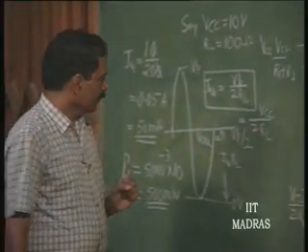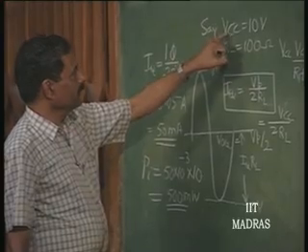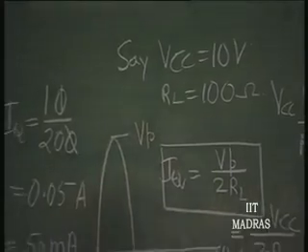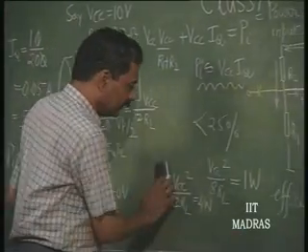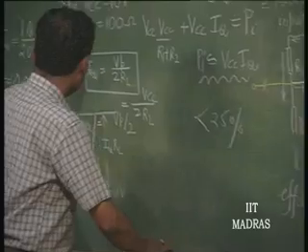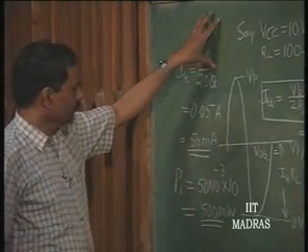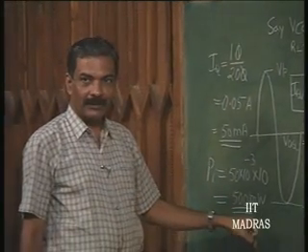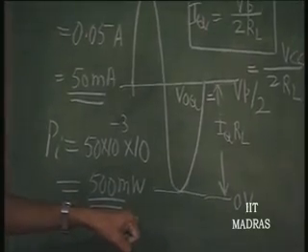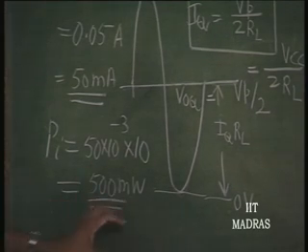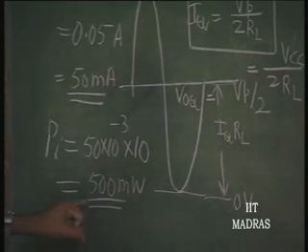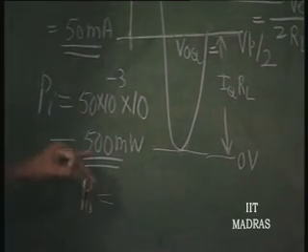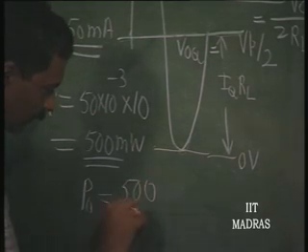Now, for this example of V c c equal to 10 volts and R L equal to 100 ohms, you have seen that 50 milliamperes is the current, and we can also find out that the power input is 500 milliwatts. That means, from this you can only get 1/4 of this power as signal power. That means output power could be, under the best situation, 1/4 of 500 milliwatts.